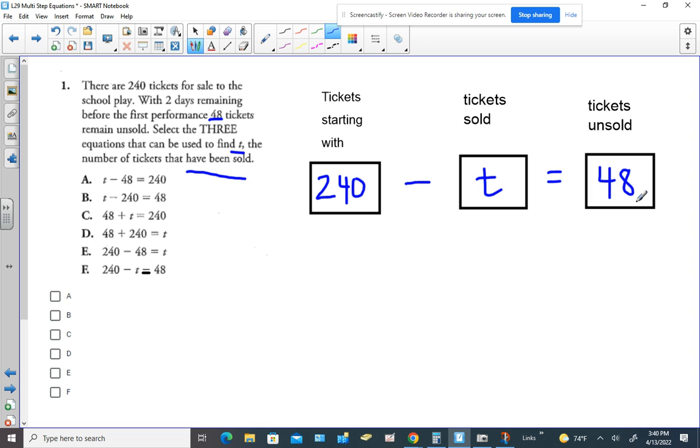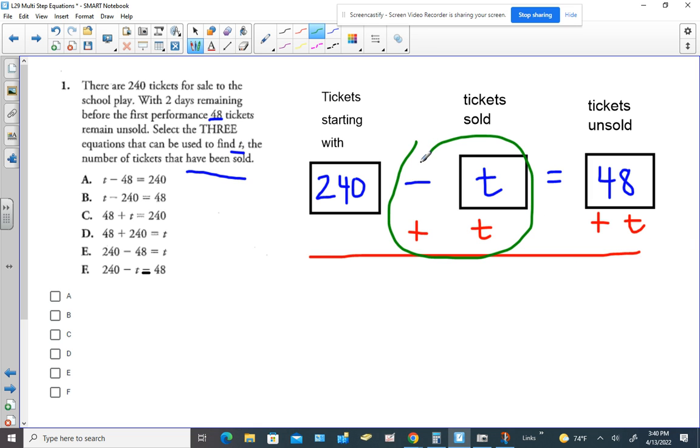Now, if we were going to solve this, we would probably apply the inverse to subtracting t, and we would add t to both sides of the equation. Everything here would cancel out. We would write the 240. We would write the equal sign, and then we would rewrite this as t being added to 48.